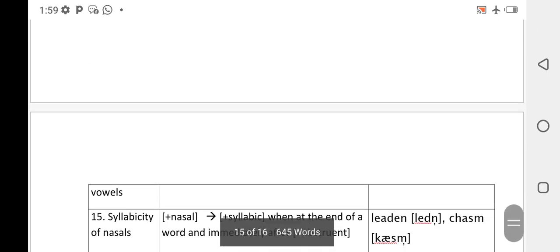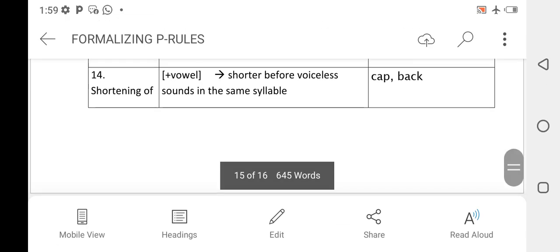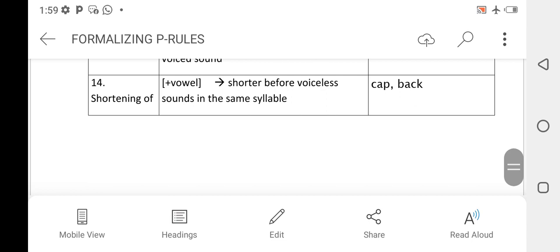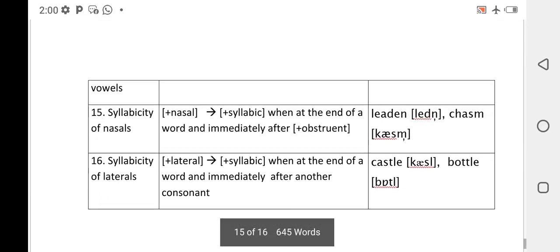All right, so we have shortening of vowels. Vowel sounds become shorter before voiceless sounds in the same syllable. So the vowel sound becomes shorter. It is now shortened again when it occurs with a voiceless sound. Okay, cap, back, p and k. They are voiceless sounds. So the vowel sound there becomes shortened.